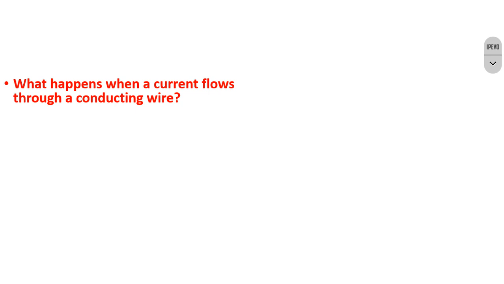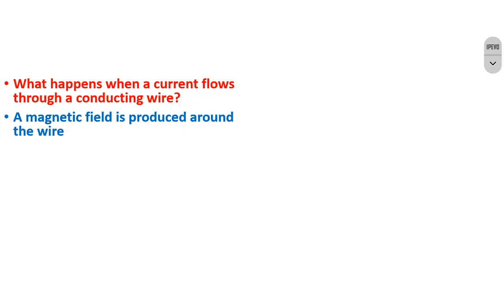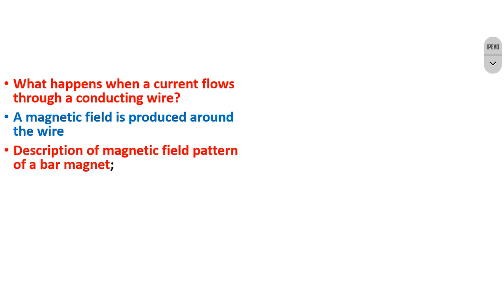The next question says, what happens when a current flows through a conducting wire? A magnetic field is produced around the wire. So whenever current is passed through a wire, that wire automatically behaves as a magnet. Magnetic field is generated.